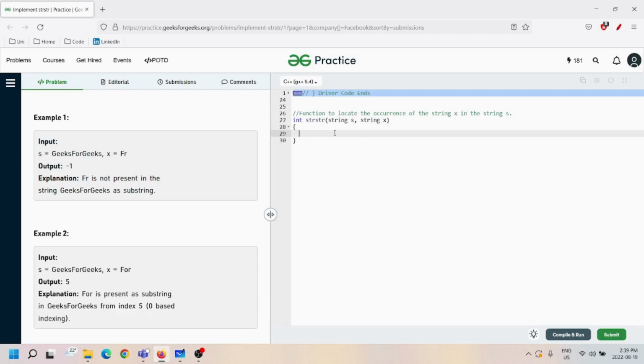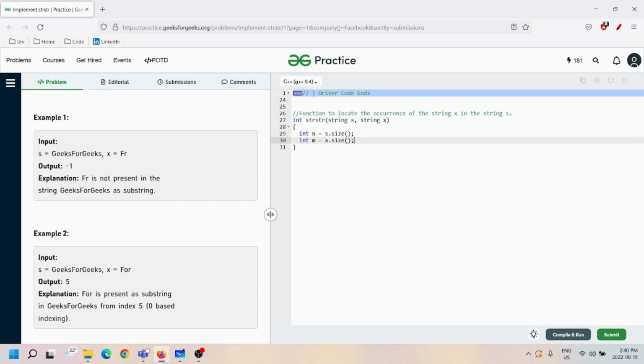We are continuously discussing the size going till n and going till m. So let's just define n and m. n is going to represent the size of s, and m is going to represent the size of x.